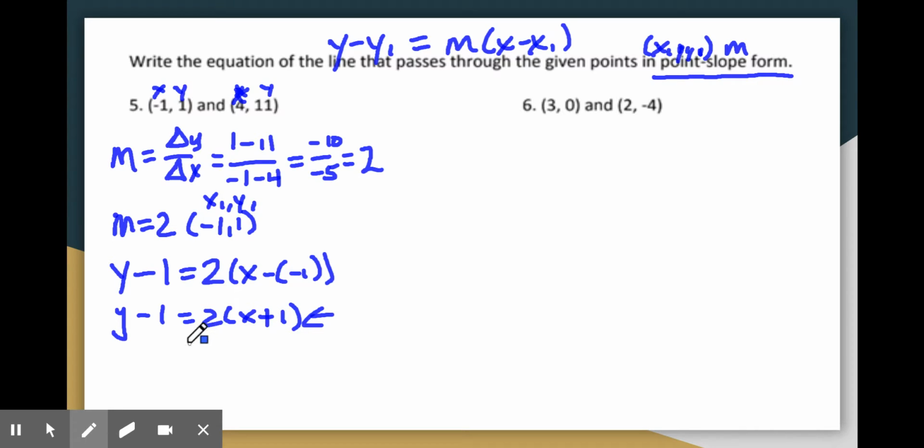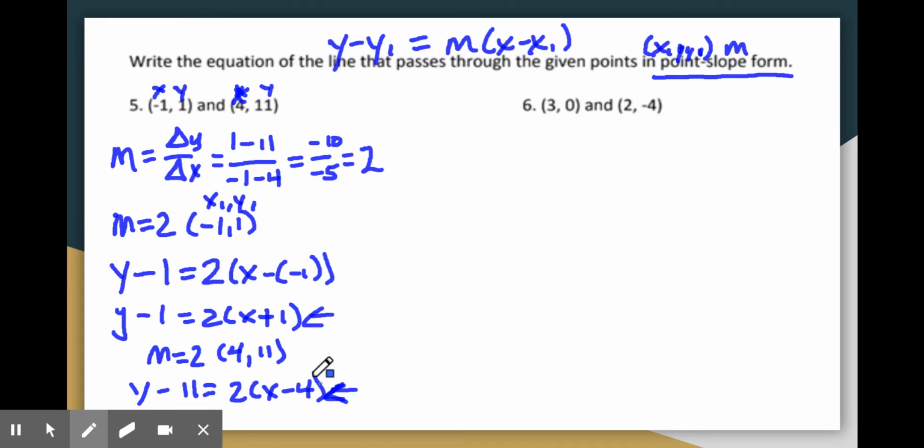Now, you also may have said, hey, wait a minute. My slope is 2, and there's a point 4, 11. Yeah, you could write the answer that way also. So you could write y minus 11 equals 2x minus 4. They're both the same. Okay, they look different, but they're both the same line. All right, these are my answers in point slope form.